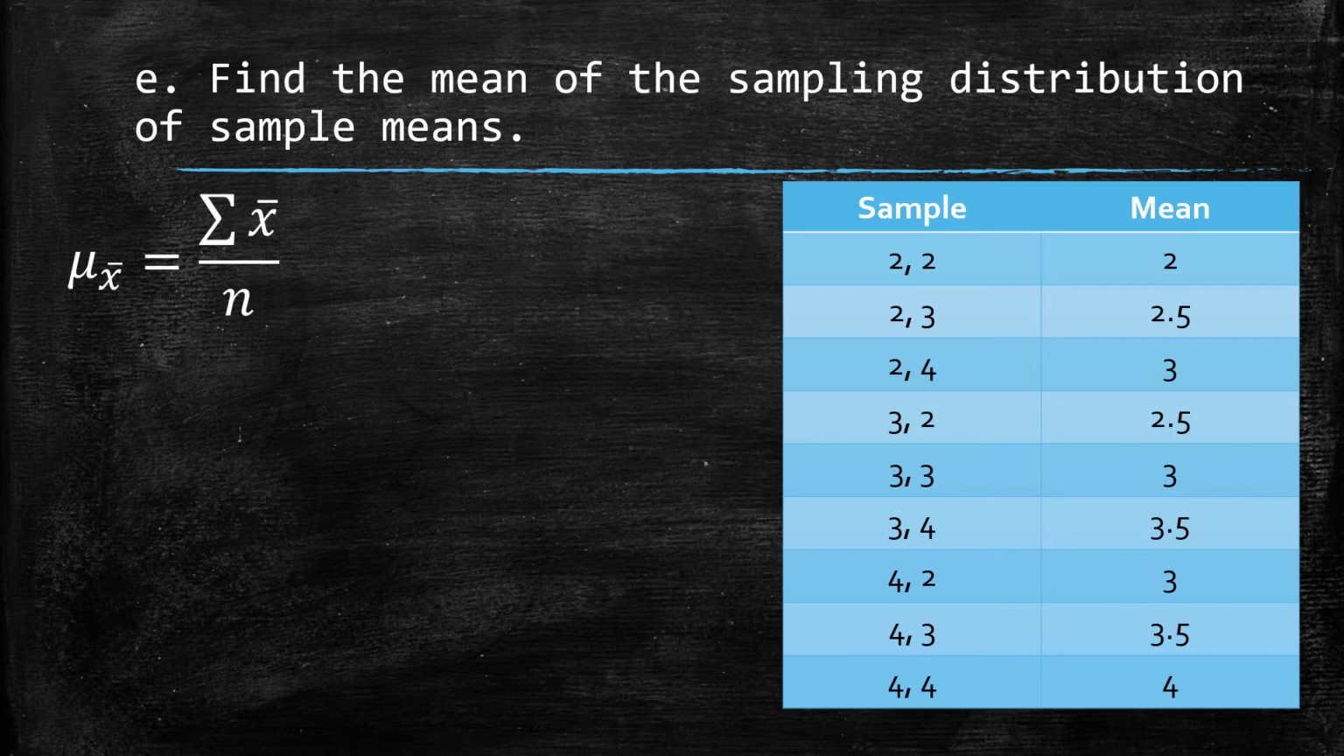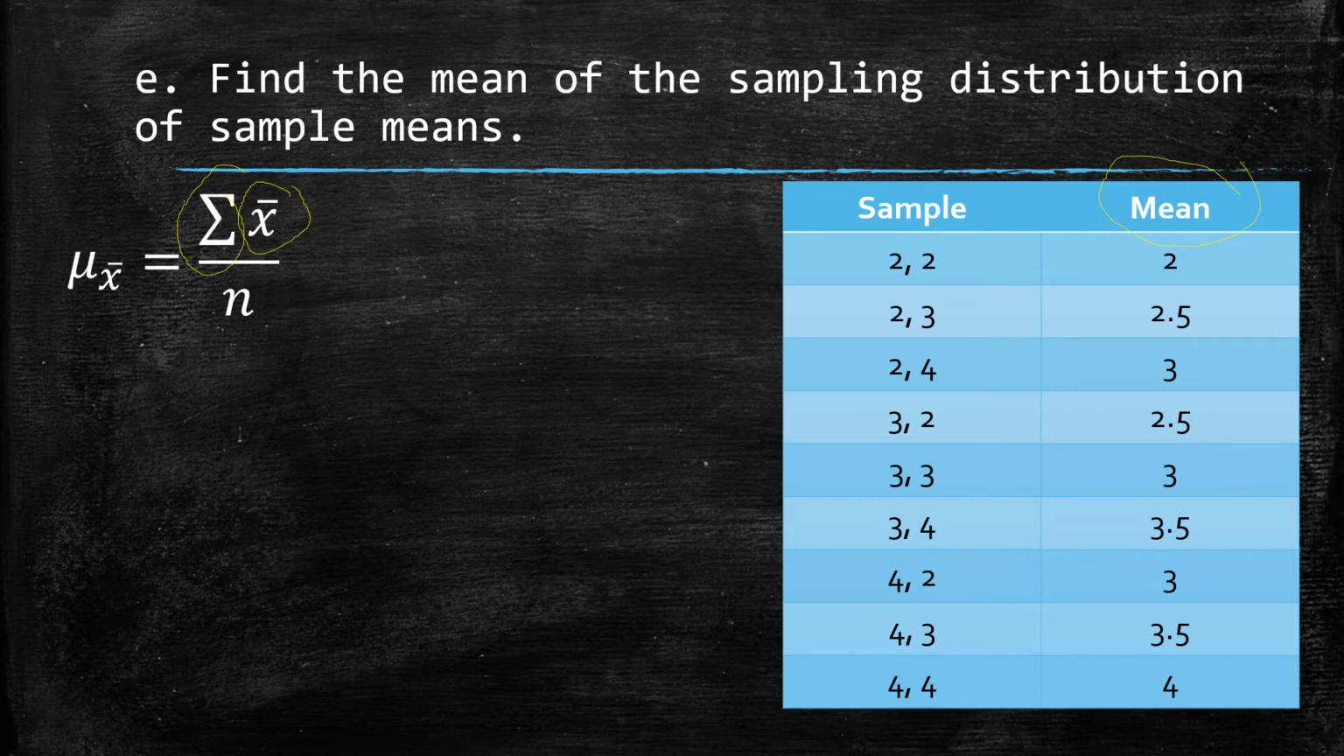Find the mean of the sampling distribution of sample means. I copied the table from the previous slide so that we have our guide here in getting the sum. And you have here the formula for the mean. So you have mu sub x bar that represents the mean of the sampling distribution of sample means. You have here sigma that represents the sum. And you have your x bar that represents the sample means. And the small letter n that represents the sample size.